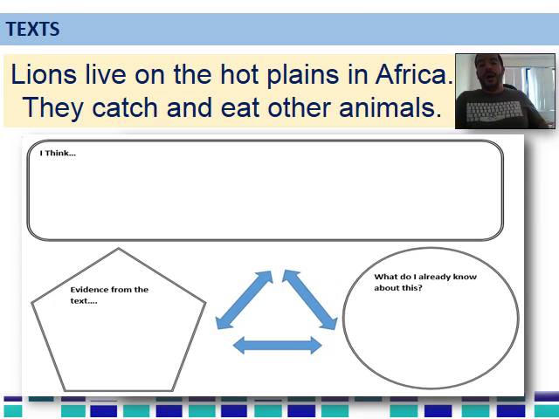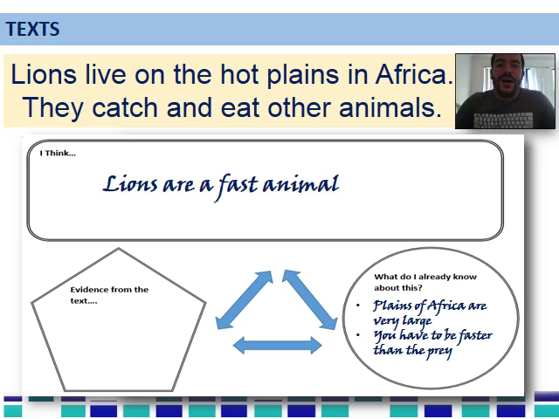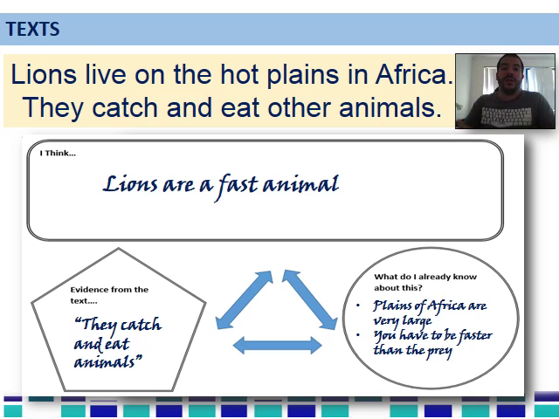All right, so here we are with an example of a short text. Lions live on the hot plains in Africa. They catch and eat other animals. So I'm going to make an inference based on that, and I'm going to say that I think lions are a fast animal. I think I know that because I watch a documentary channel, but also because the plains of Africa are very large. They have to be fast because they hunt animals. The actual text says that they catch and eat animals, and you can't catch another animal if it's slow. So I'm going to put those powers together and say that lions are a fast animal, which they are, right? I'll have to go Google it. Hold on.